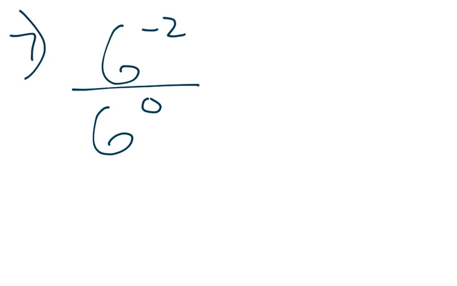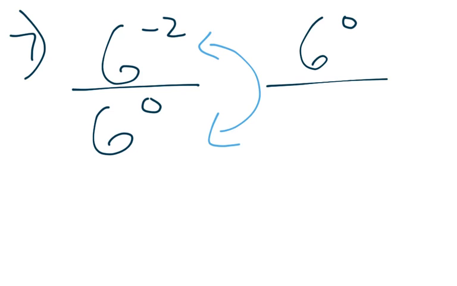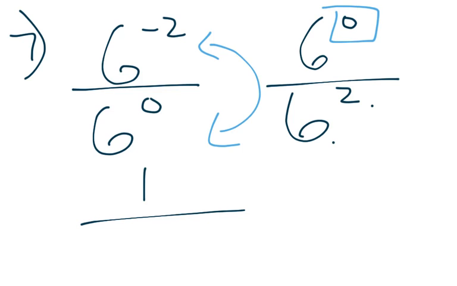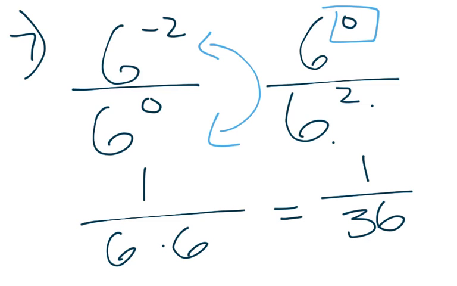This is already a fraction, so we just want to flip this over and make the exponents positive. So we have 6 to the 0 power over 6 squared. Remember, every time we have something to the 0 power, it's just 1. And this 6 squared means we have 6 times 6. So 6 times 6 is 36. So our answer is 1 over 36.